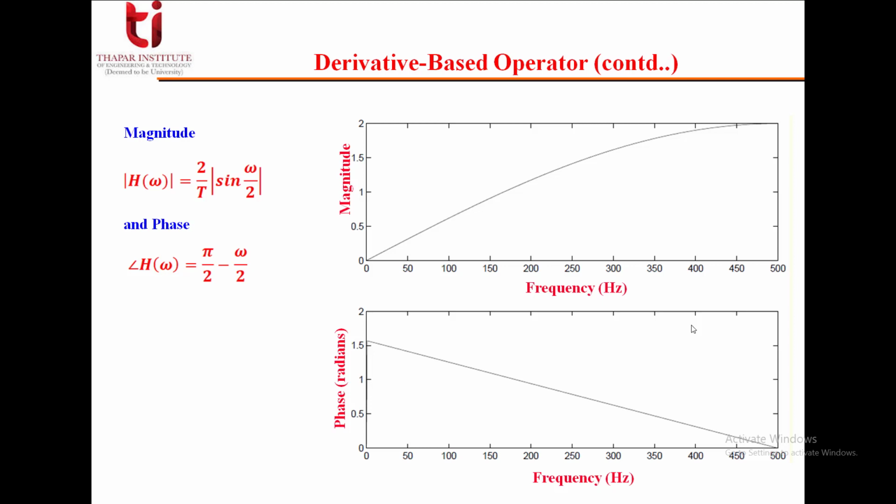You can see in this figure the magnitude response and phase response. The phase is linear, and if you see the magnitude, the low frequencies are getting suppressed, so it can be used as a high pass filter, which is removing the low frequencies.